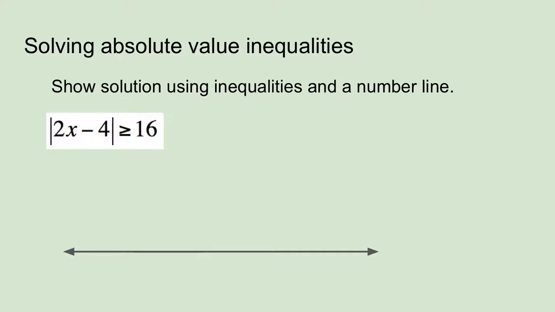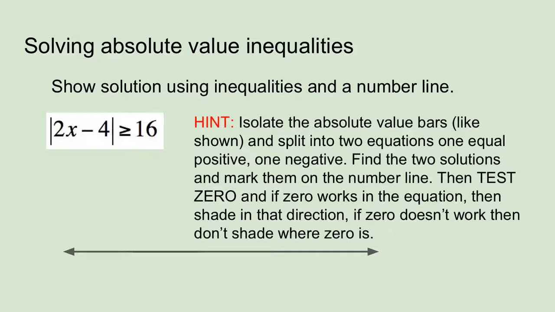All right, then the next one is show the solution using inequalities in a number line. So what you should notice here is you have absolute value, which means we're going to have two solutions, and we have greater than or equal to. So that means we're going to color in and make a solid dot at that point. But we have to remember how to solve this absolute value. Well, we just practiced that. So this is one of those where you will split it into two. So you'll take it and go 2x minus 4 equals 16. And then over here, you'll do 2x minus 4 equals -16. And you'll solve both of those equations. Then once you solve both those equations, you can get your two boundary points, as we call them.